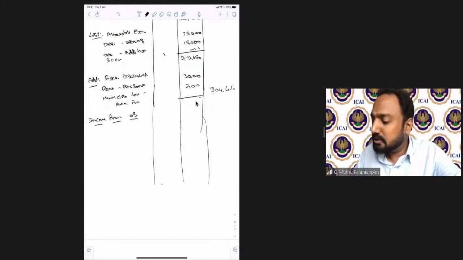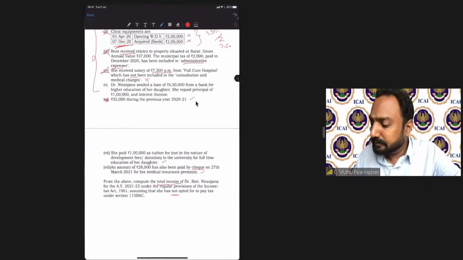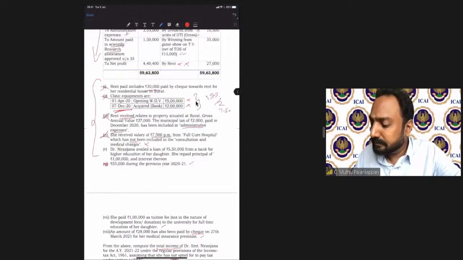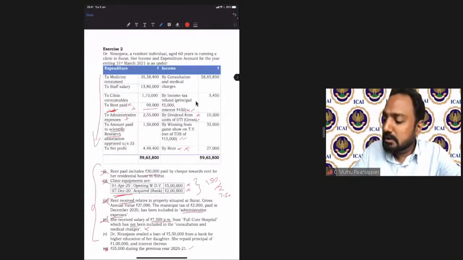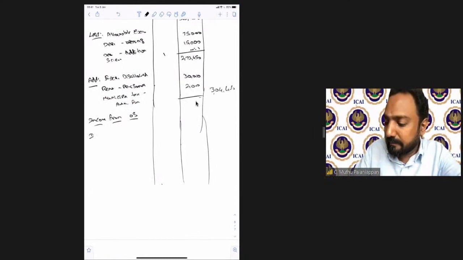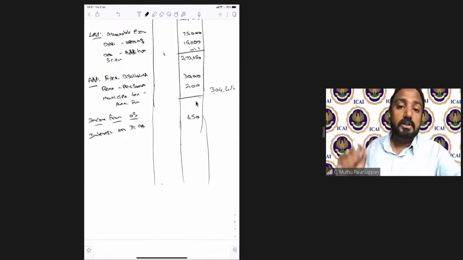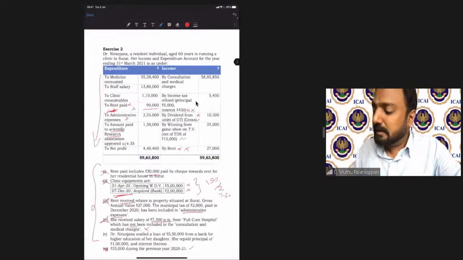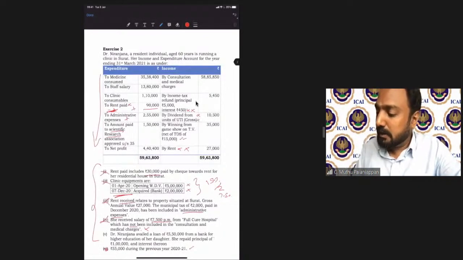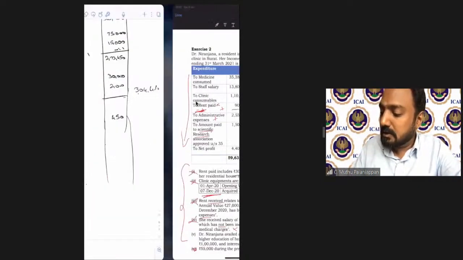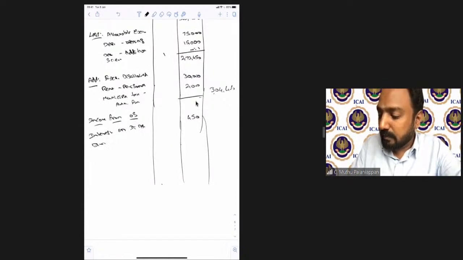So for this income from other sources, we'll have to include the income from interest on income tax refund, 450. We should not include that 5,000. It's only 450. Next, dividend is gross. So I put an into here also. It is 10,500.